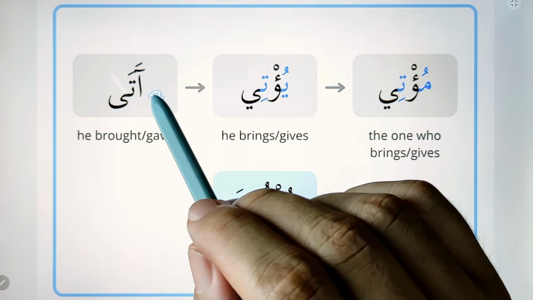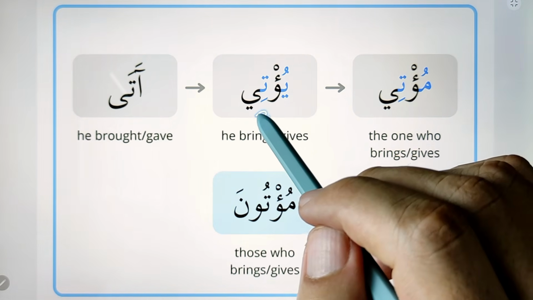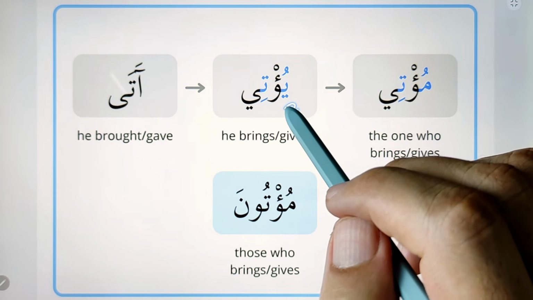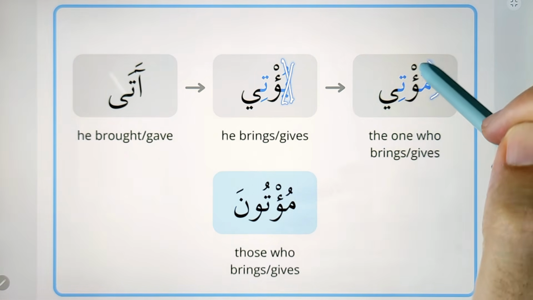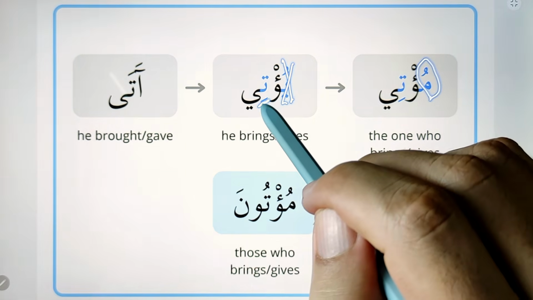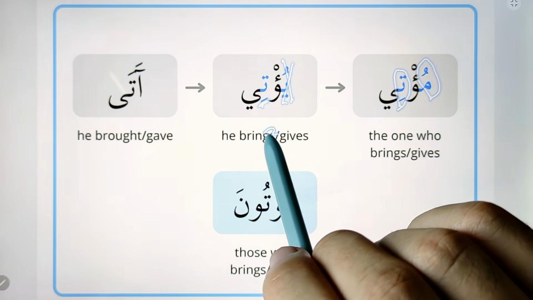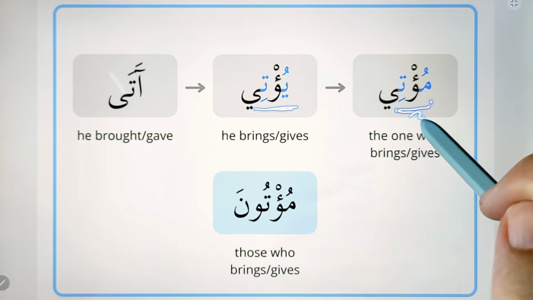Let's now put it in the present. يؤتي. يؤتي means he gives. Now let's make اسم الفاعل, or the active participle, from a non-3 letter verb. Remove the ya, add mim with a dhamma, add kasra before the last letter. So it's going to be مؤتي. يؤتي means he gives. مؤتي is the one who gives.